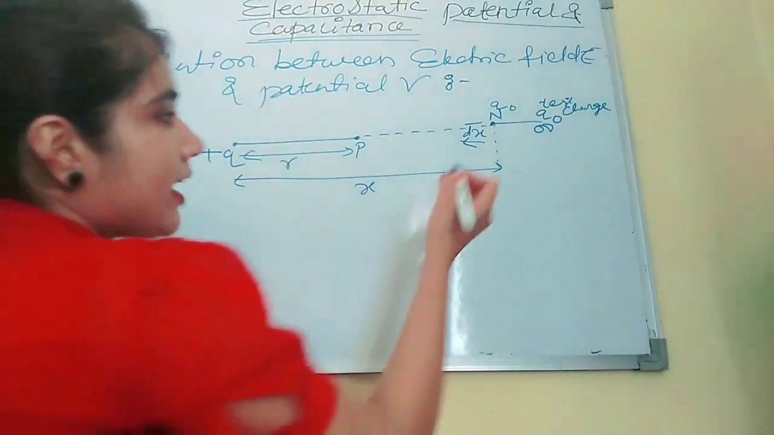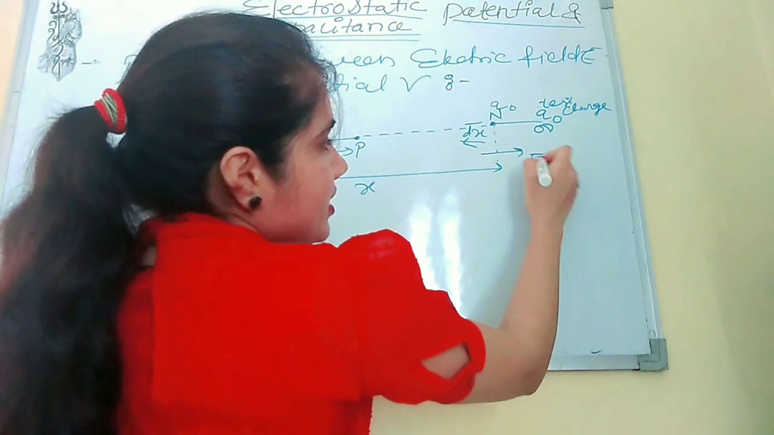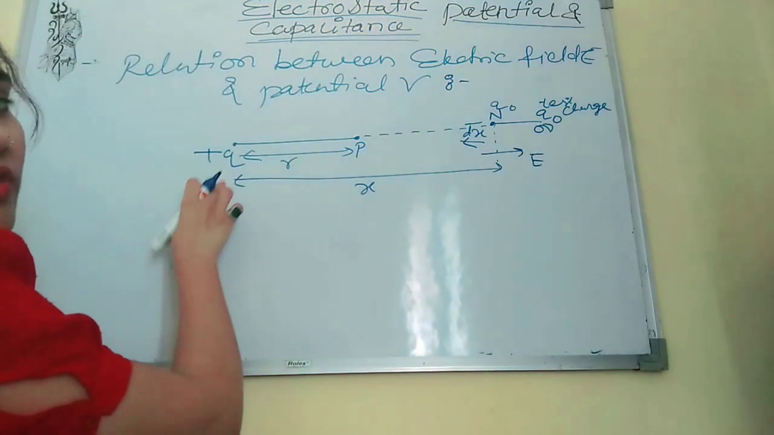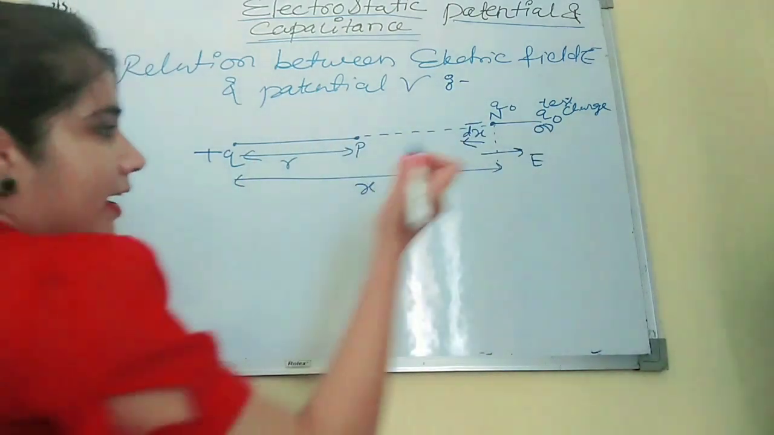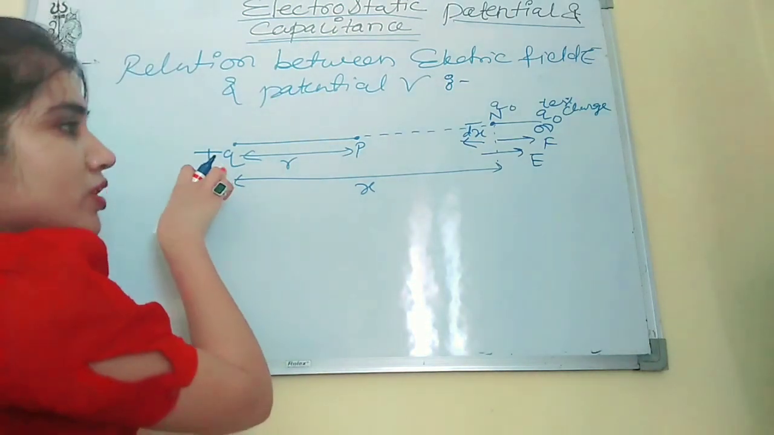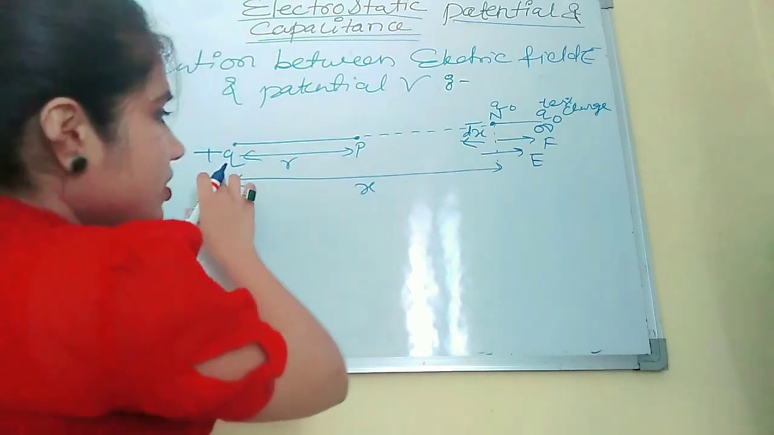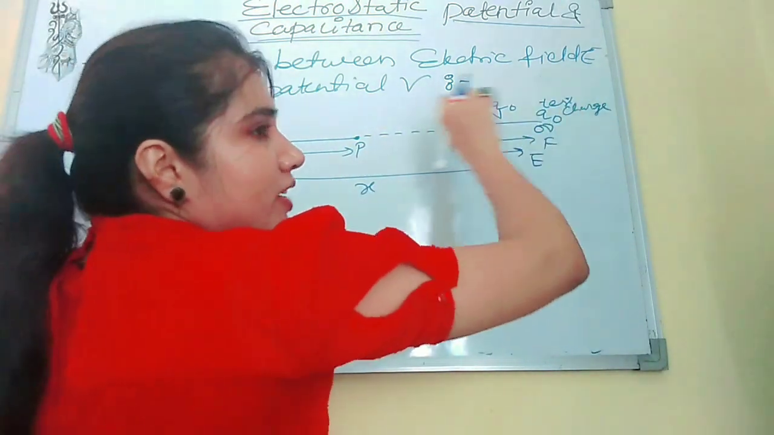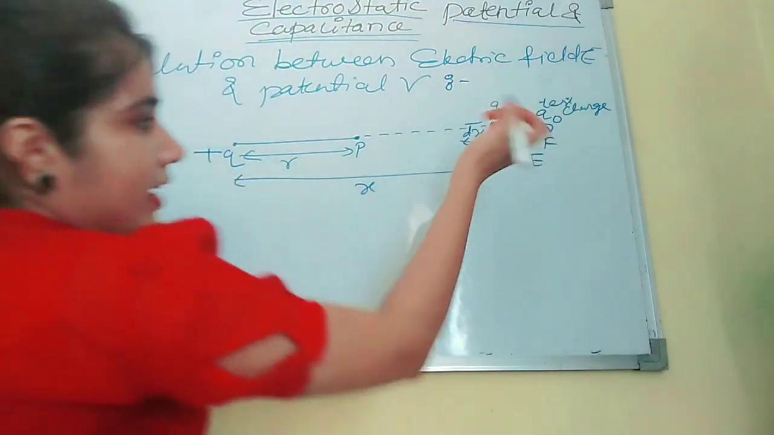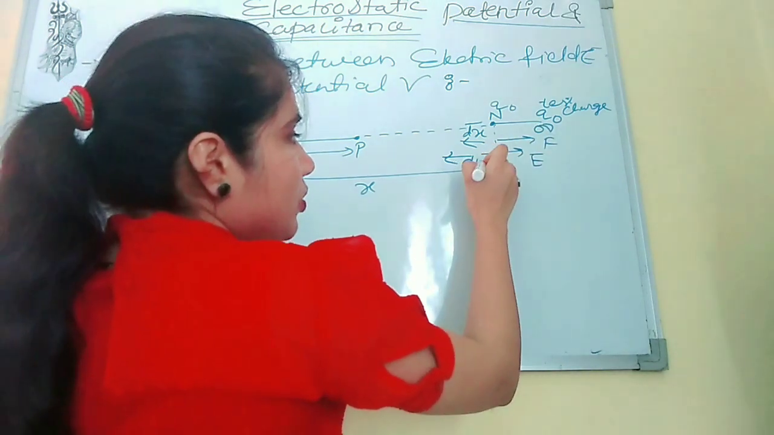The work done applied is very small. The electric field is in this direction, why? Because this is a positive q charge and the field will always be radially outward. The force direction will be in the same direction, because this is a positive q charge and q naught is also positive, we consider. So this positive charge will repel it, the force direction will be in this direction, and the electric field will be in the same direction. The work done will be applied opposite to this force, that is dW, a very small work done.